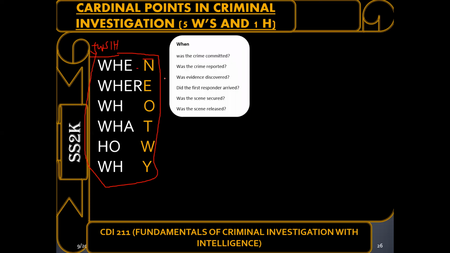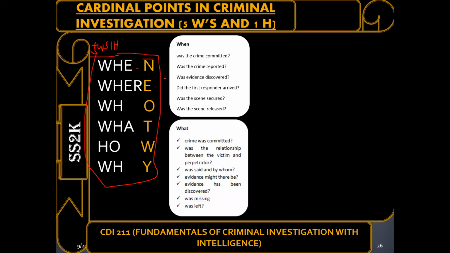Tulad ng when was the crime committed? Yung kauna-unahang tanong po yun. When was the crime reported? When was the evidence discovered? When did the first responder arrive? When was the scene secured? When was the scene released? Okay, ilan ni-release yung crime scene, di ba?